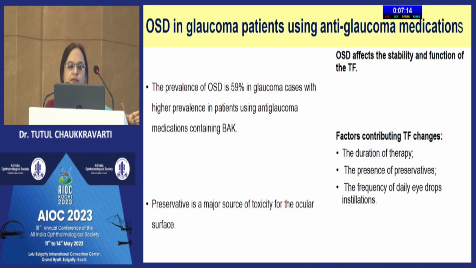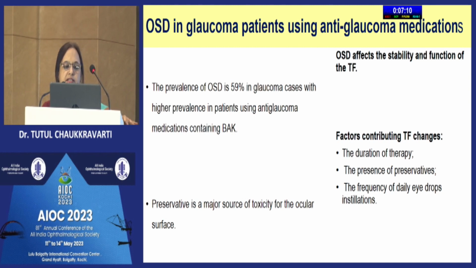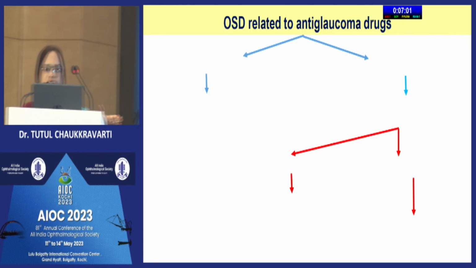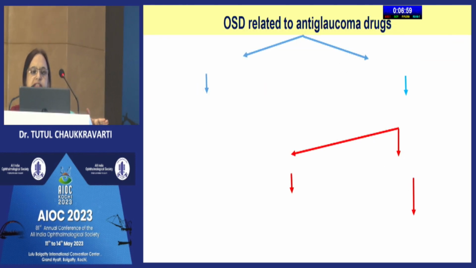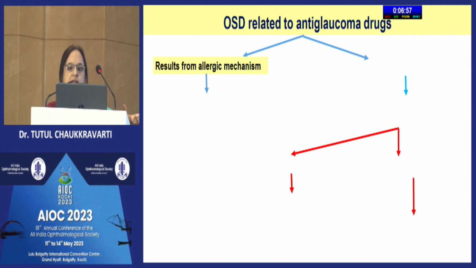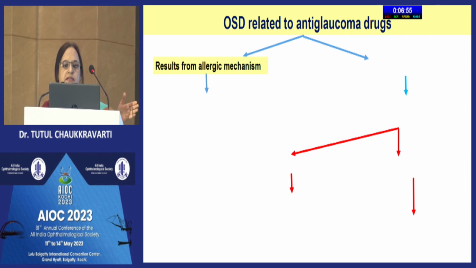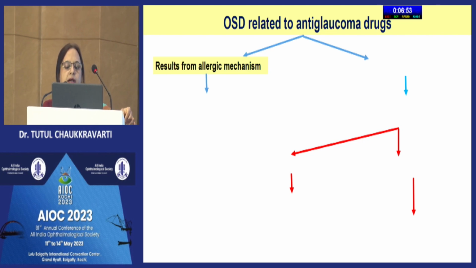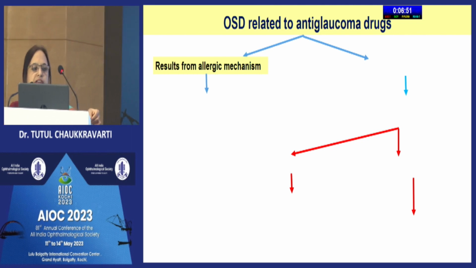The prevalence of ocular surface disease is 59% in glaucoma cases, with higher prevalence in patients using anti-glaucoma medication containing BAC. Now, preservative is a major source of toxicity for the ocular surface. Ocular surface disease related to anti-glaucoma drugs, we can try to explain with this flow chart.